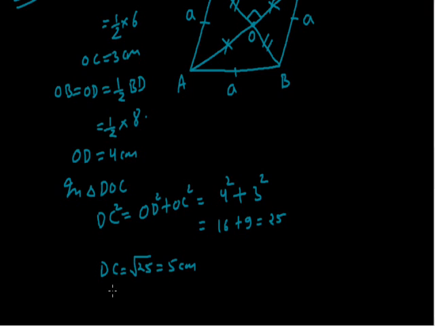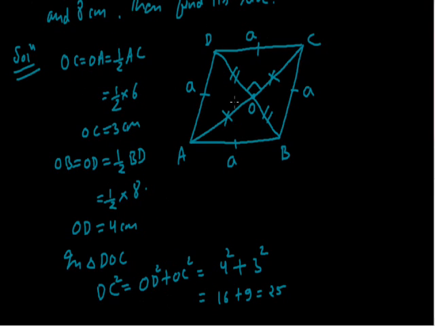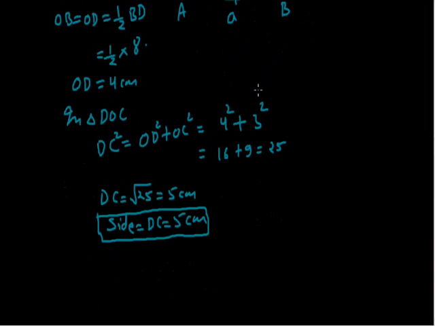So DC is nothing but the side of a rhombus. So the side of a rhombus, that is DC, which is equals to 5 centimeter. So this is our answer. So in this question we apply the property of a rhombus that diagonals bisect each other at 90 degree. Let's see another question.